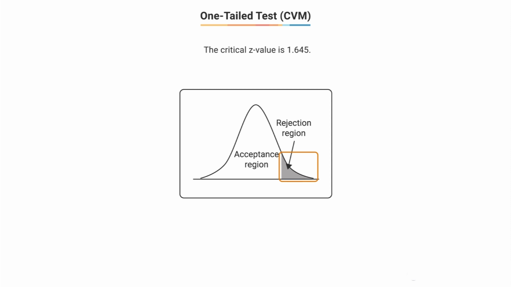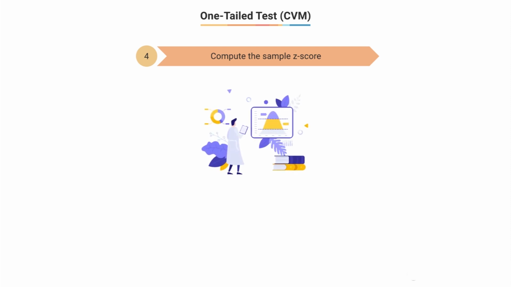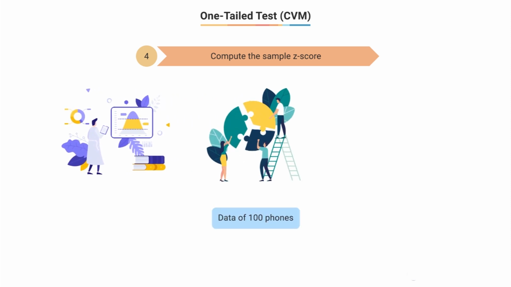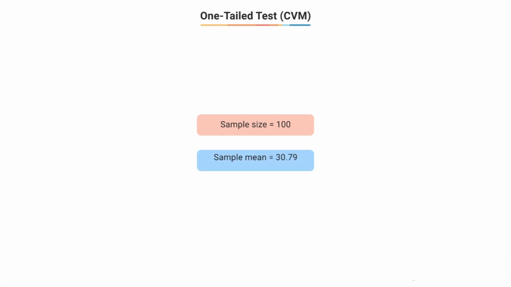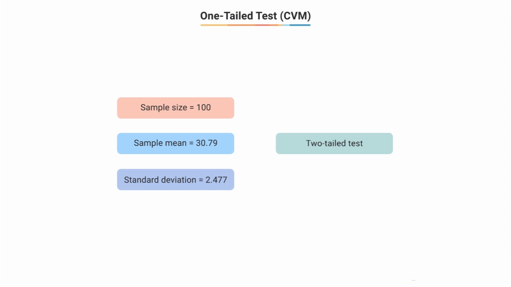Now that we have our critical Z score, let's move to the fourth step, which is to compute the sample Z score. From here, the rest of the process of the hypothesis test remains the same. So let's do the math for calculating the sample Z score. Let's say you manage to get the data of 100 phones and their respective charging times. So your sample size is 100 as it was before. Now let's say you calculated the sample mean and found it to be 30.79. Let's assume that we also know the population standard deviation from before and found it to be 2.477, which is the same value that we had considered when solving for the two-tailed test.